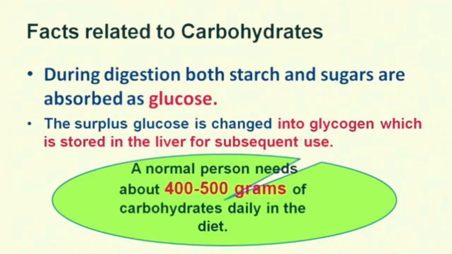Now let us discuss a few facts related to carbohydrates. During digestion, carbohydrates, basically starch and sugars, are absorbed as glucose. Excess glucose is converted into glycogen and is stored in the liver for subsequent use.